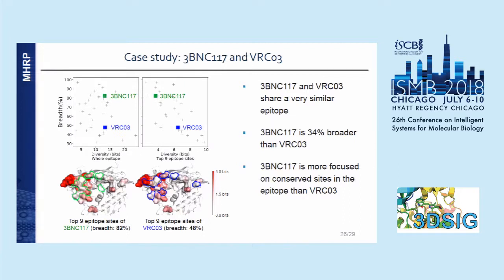Yeah, so actually I tried different numbers, from maybe 7 to 11. All of them give pretty high correlation, but the top nine gave the best correlation. And also the smallest epitope in our data set is 9. So if we use 10 or higher, some of them may have 9 sites, some of them may have 10 sites. So we use 9 here.